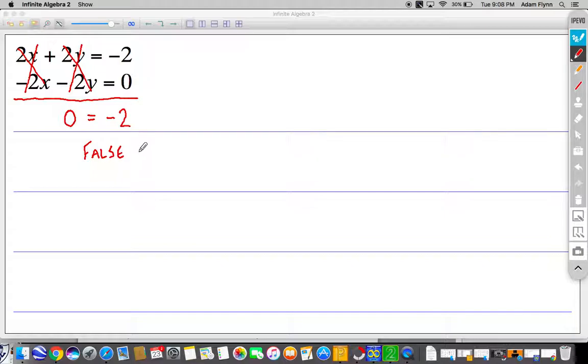And because it's false, we know our solution will actually be no solutions. So that just means these two lines are parallel. They'll never cross. So they have the same slope. Okay? All right, moving on.